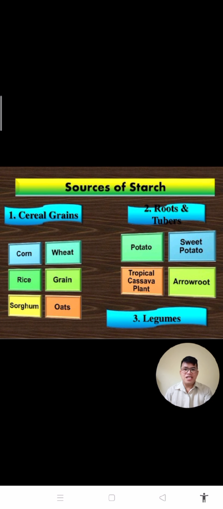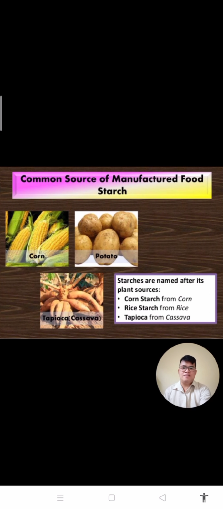So, for the roots and tubers, potato, meron sa atin yan dito sa ating bansa or here in our locality. We also have your tropical cassava plant, sweet potato, and arrowroot. I will be showing you the different pictures later on. And then legumes, bukbukel. Okay, so ayan yung mga different sources of starch natin.